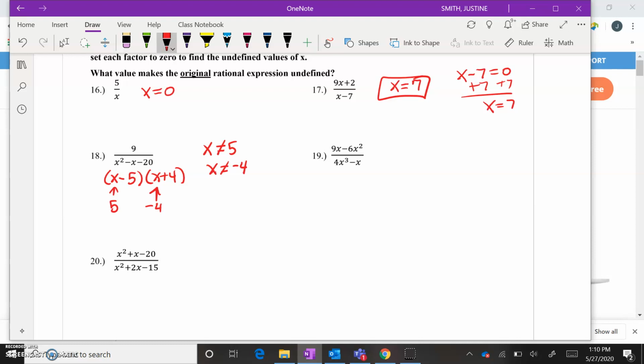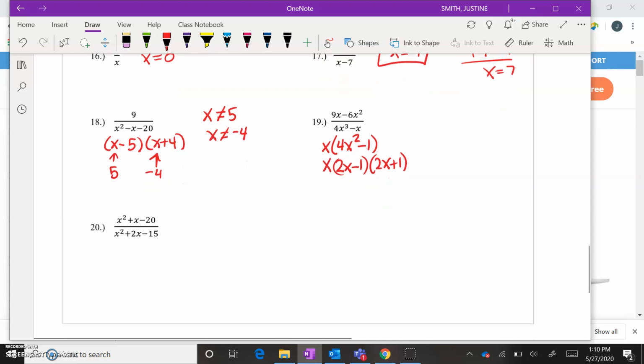All right, same thing with 19. I am going to factor this first. So take out an x to get 4x squared minus 1, which gives me 2x minus 1, 2x plus 1, and an x. You don't even need to worry about the numerator. That doesn't matter. Okay, so I know that if x is equal to 0, that would make the denominator 0. I know that if x is equal to 1/2, that would make it 0. I know that if x is equal to -1/2, that would make it 0. Okay, so x cannot be 0, cannot be -1/2, it cannot be +1/2.